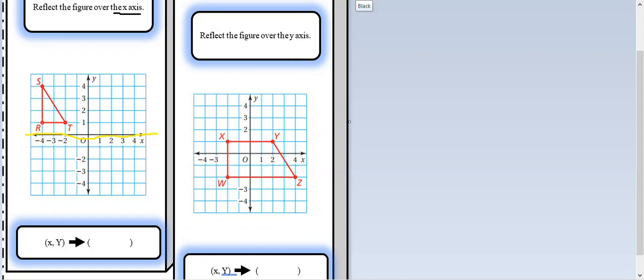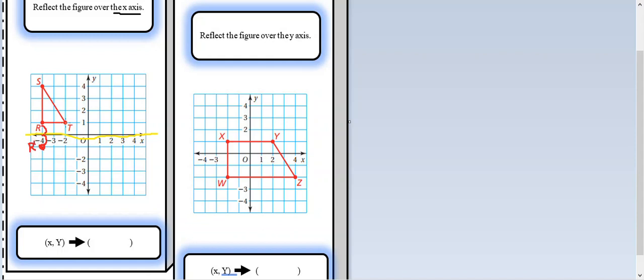So once I reflect, it's pretty easy. All we do is we start at one of our points. So I'm going to start at point R, and I just count how many away it is from the x-axis. So I see that's only one spot away. So that means I'm going to move one spot away from the x-axis the opposite direction. And that's going to be my new point. That's going to be point R prime.